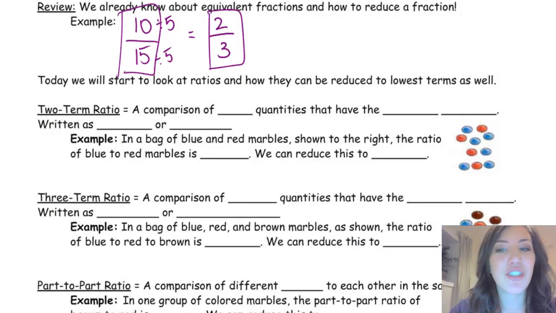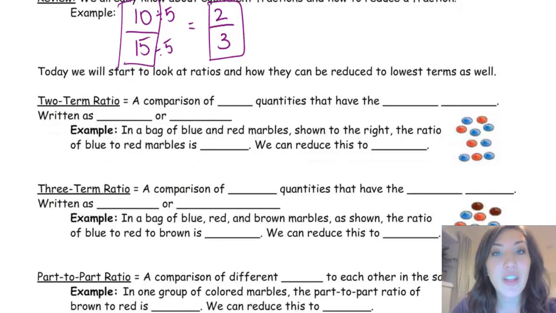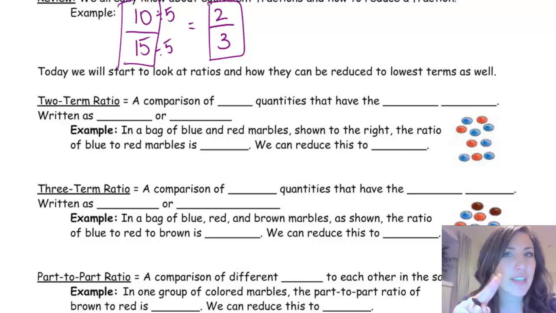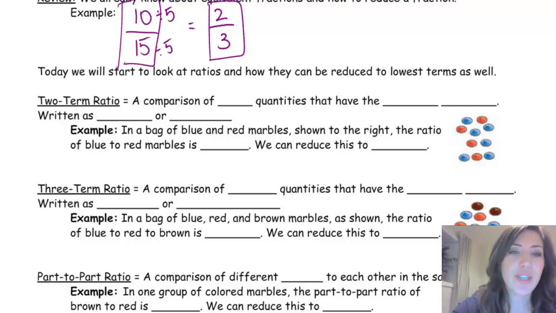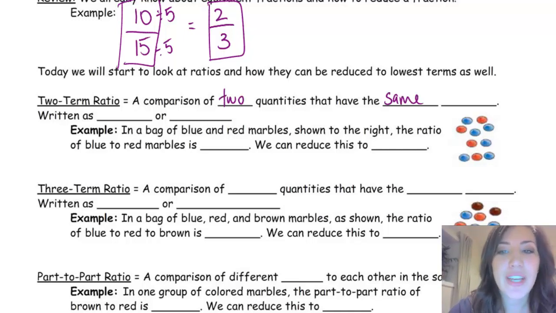So today we're going to look at ratios and how they can be reduced to their lowest terms as well. A ratio is simply a comparison of two quantities that have the same units. We're going to look at 2-term ratios and 3-term ratios. 2-term is just 2 different things that have the same units, and 3-term is 3 different things that have the same units. So what's a 2-term ratio? Let's put a definition on here. A 2-term ratio is a comparison of 2 quantities that have the same units.